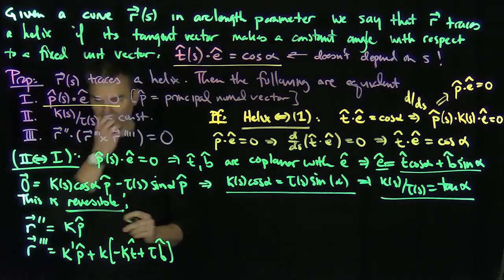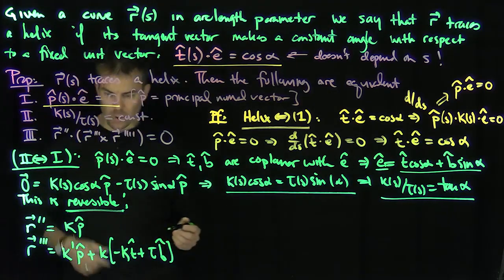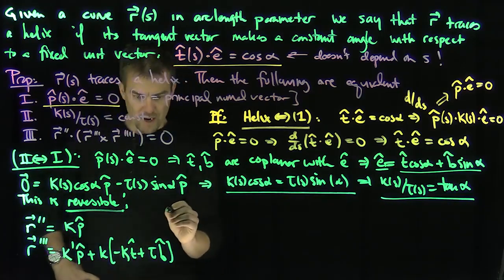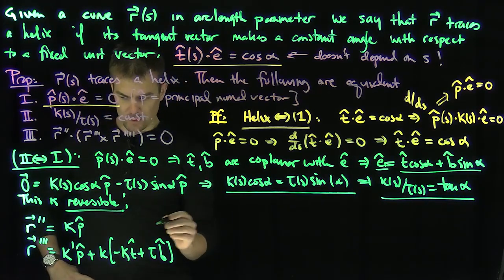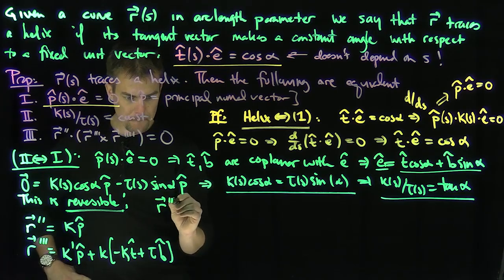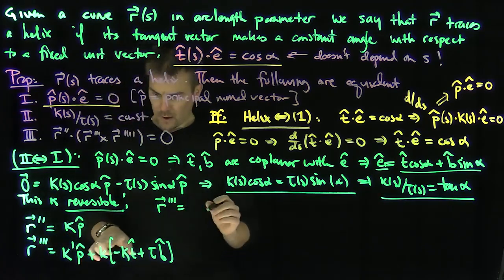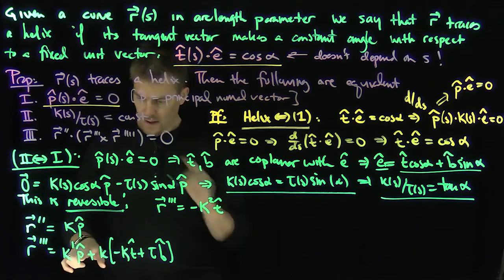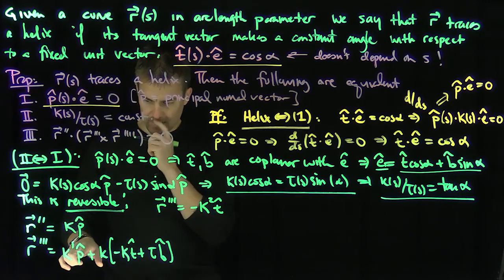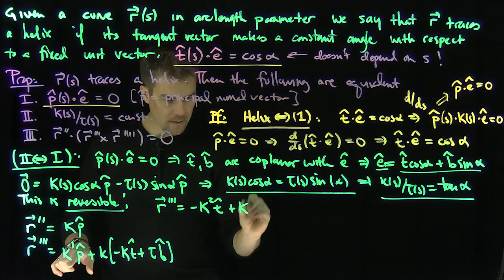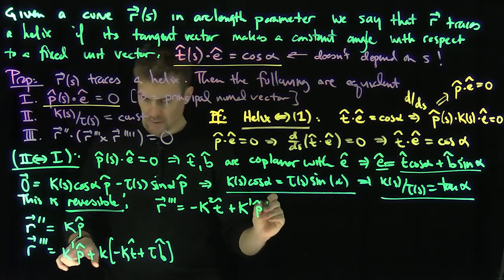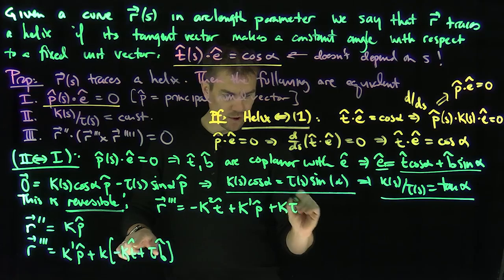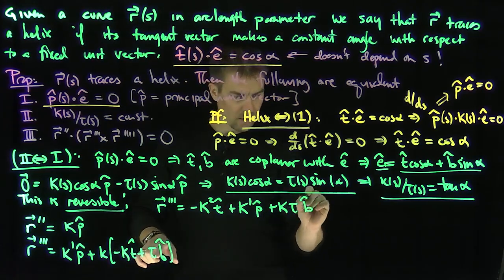Okay. And now the last thing to do is the r quadruple prime. So this takes a little bit of patience over here. So the r quadruple prime is going to be what? So let's write this sort of cleanly. So r triple prime is going to be negative curvature squared t hat. And then over here, what are we going to have? We're going to have a kappa prime p hat. And then over here, we're going to have a curvature torsion plus curvature torsion, and then b hat over there.